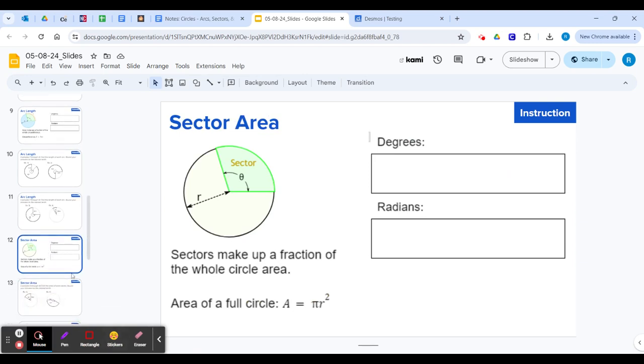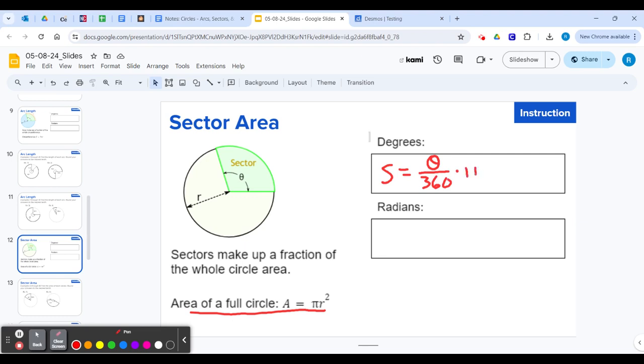So moving on to sector area, the same thing can be done here because we're dealing with a slice of the pie instead. So this whole shaded region here, this is what a sector looks like. Similarly, it's a portion of our whole circle. So we're going to make up the equation as a fraction. My equation in degrees for sector area is going to be based on the area of a full circle, that pi r squared. So my sector area S, if it's in degrees, we're going to take that theta, that rotation angle, divide it by 360, and then multiply by pi r squared.